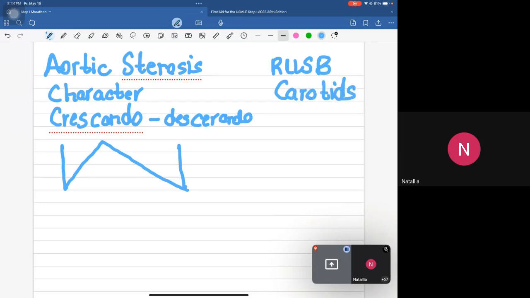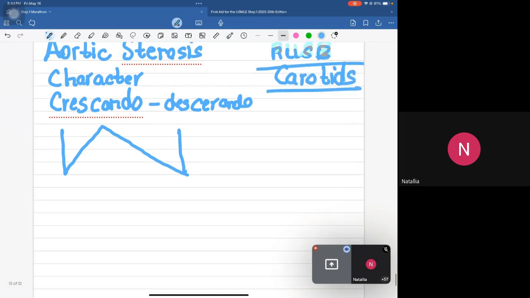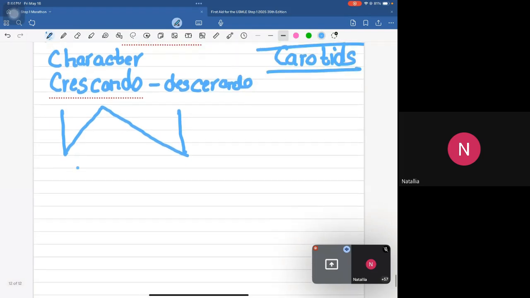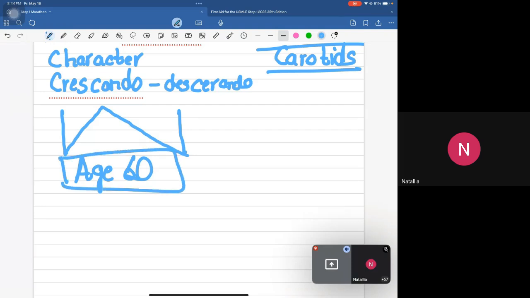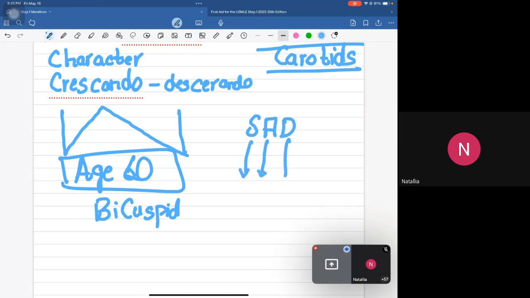Now the demographic is very important. In which age is this murmur normally present? This murmur is normally present at the age of more than 60 years. But if this murmur is present at an age of less than 60 years, then it means that the patient has a bicuspid aortic valve. Now, what are the signs and symptoms of this murmur? People who have this murmur would have syncope, angina, and dyspnea. And we have gone into the detail about why these occur in this murmur.